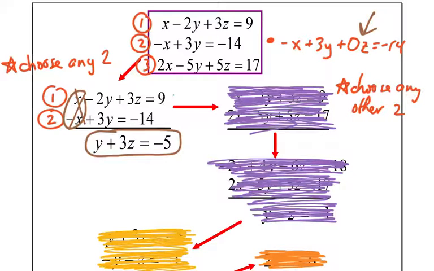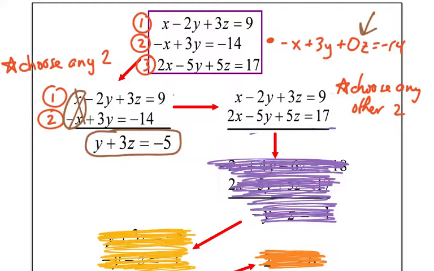Now, the important thing is, though, you want to make sure that you eliminate the same variable. If we eliminated x, over here we need to eliminate x. Don't eliminate a different variable. Let's try any other two and eliminate x. Now, it looks like I'm picking 1 again, but now I'm picking 3. Again, any pair that you want. You could have chosen 2 and 3 if you liked, as long as it wasn't the same as the original 2.